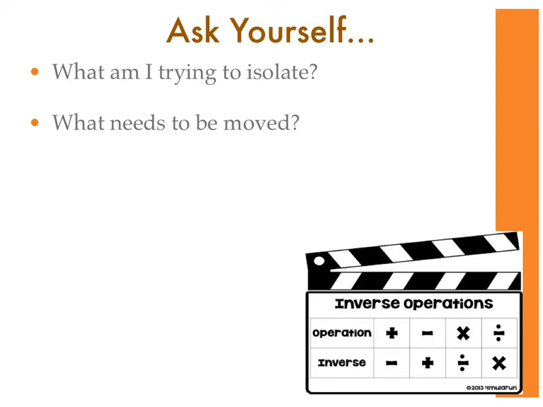So I'm going to go back to that example I used at the beginning. If I have 2x + 3y = 12, the x is what I'm trying to isolate, so that means the 2 and the 3y both need to move.